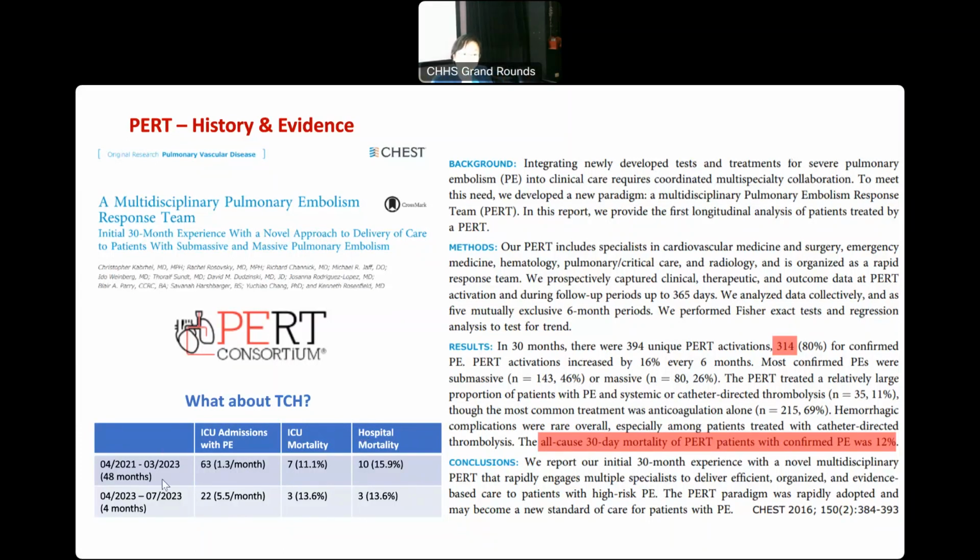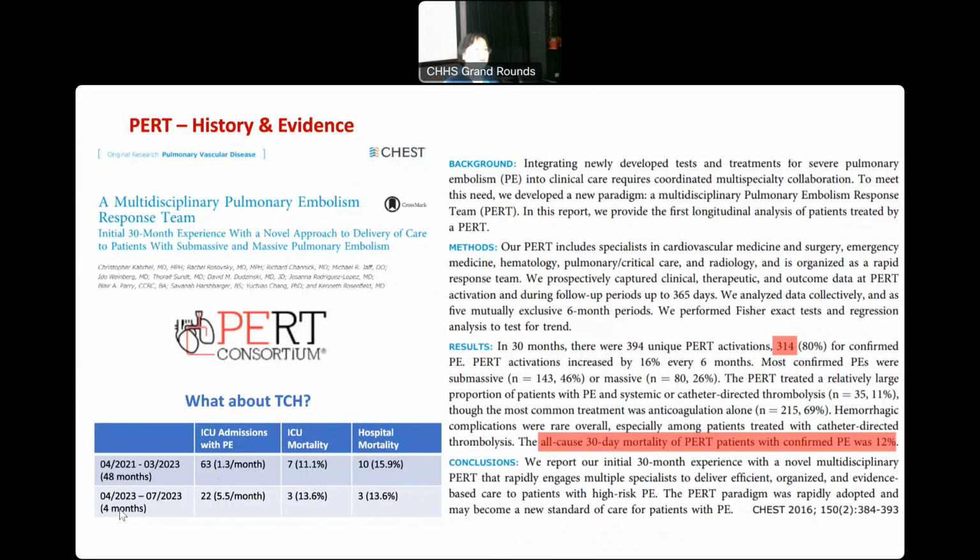I want you to see before March this year, going backwards 48 months, we have 63 PE in ICU, average 1 to 2 a month, sick PEs. The mortality you can see from here, hospital mortality nearly 16%. But I want to focus on this.